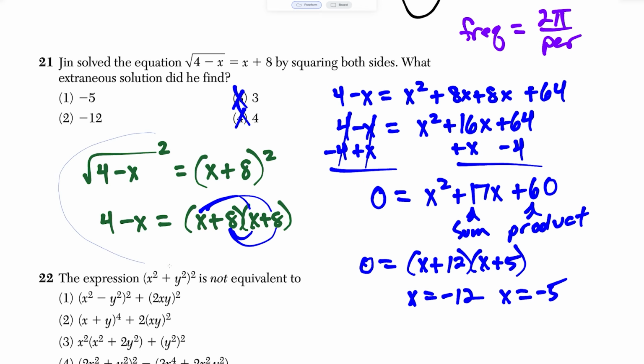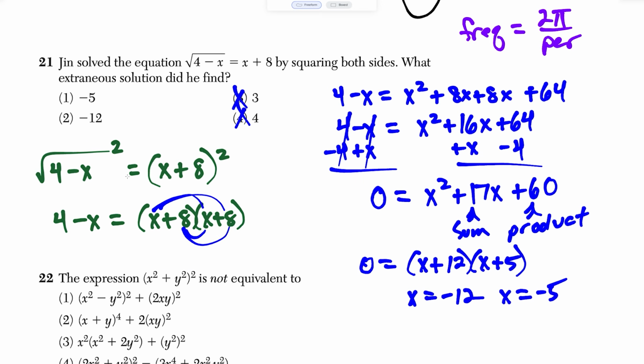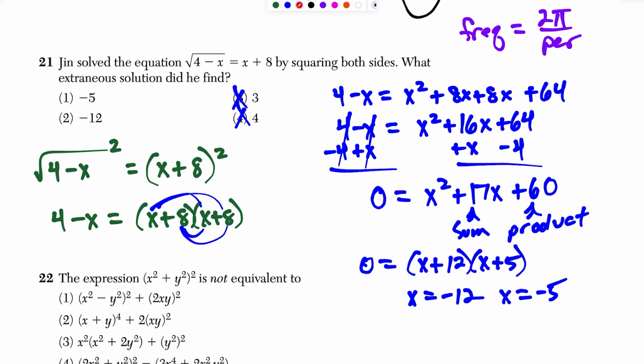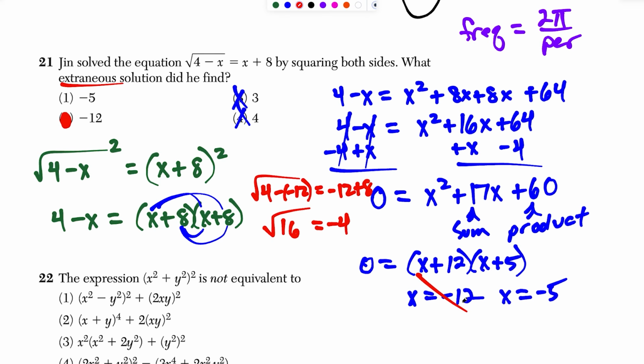So I'll just make some space over here. We're going to plug in first x equals negative 12. And if I do this, I'm going to have the square root of 4 minus negative 12 equals, and now I have negative 12 plus 8. And right away I could see that this one is no good because I get the square root of 16 equals negative 4. But the square root of 16 is equal to positive 4. Your square roots are always going to send out positives here. So that's how I know this one is no good. That's the extraneous solution that if we were solving this the long way, we would reject.